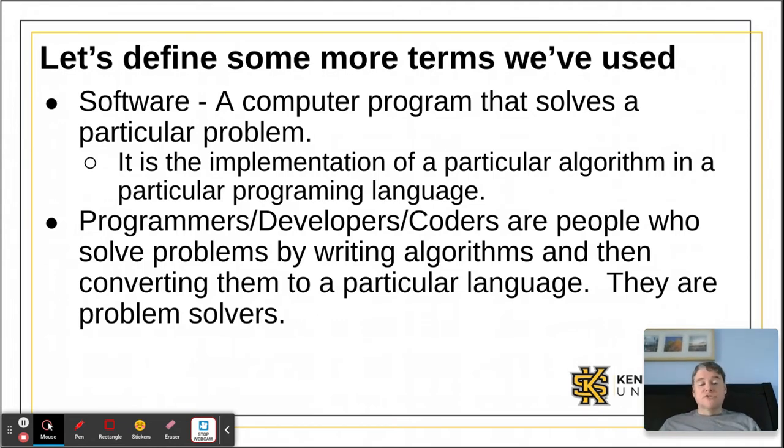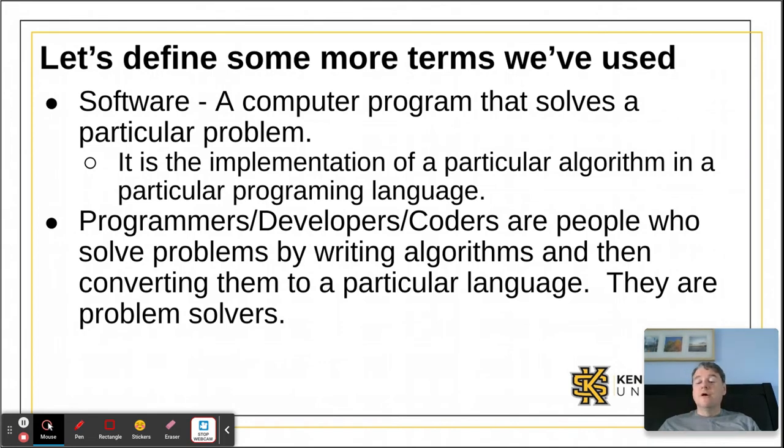All right, so next term, software. Software is a computer program that solves a particular problem. Simple as that. It's an algorithm that has been converted into a computer language and implemented with a particular language. So you took an algorithm, you converted it into Java, you entered that in, and you compile it, and you have a running program.